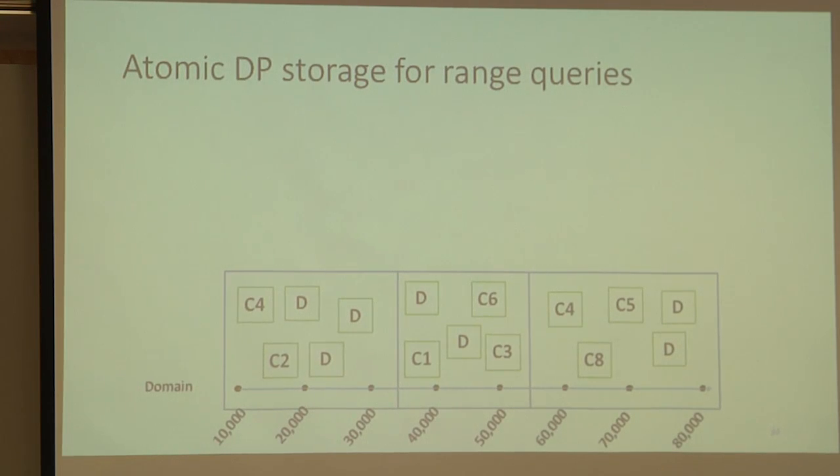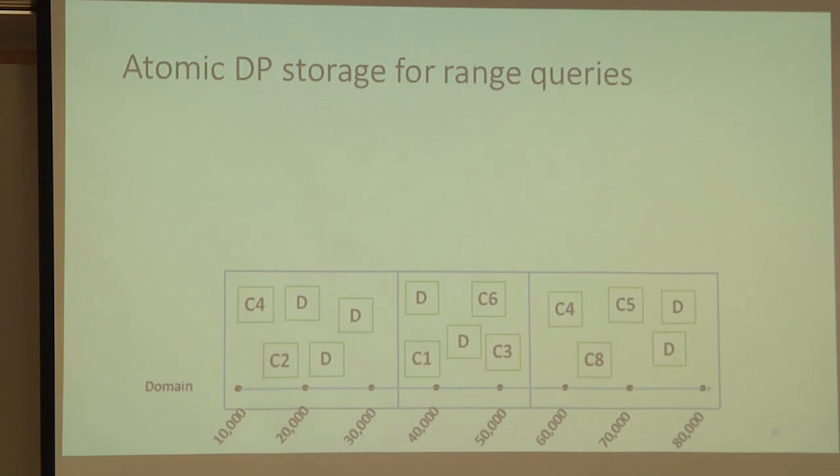However, ORAM is not very efficient yet. There are some implementations that are kind of efficient, but most systems don't want to use it. It's too heavy. So can we have a DB storage in the atomic model? We can actually, and let's see a construction for range queries.